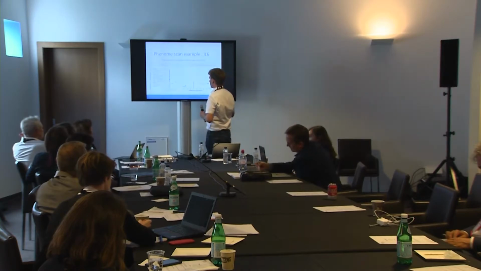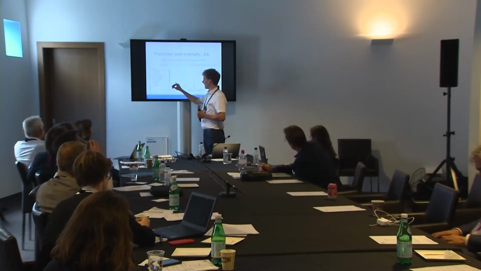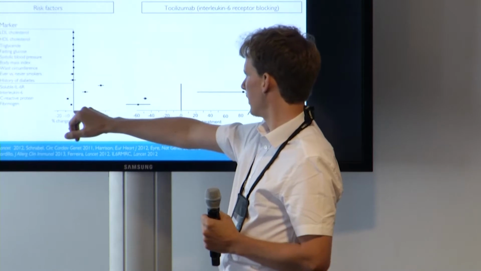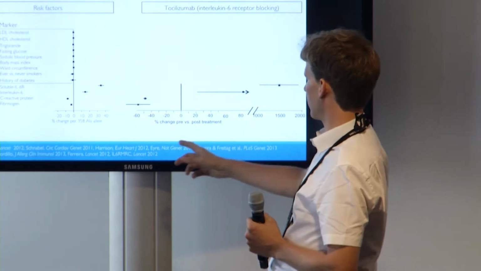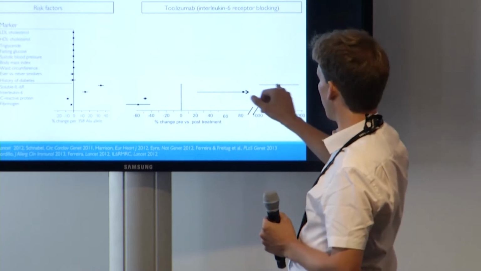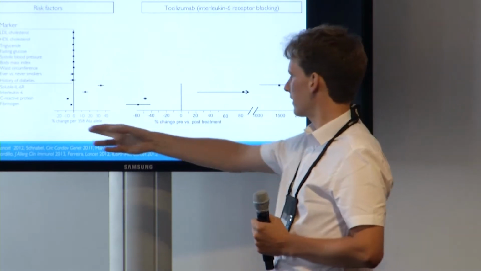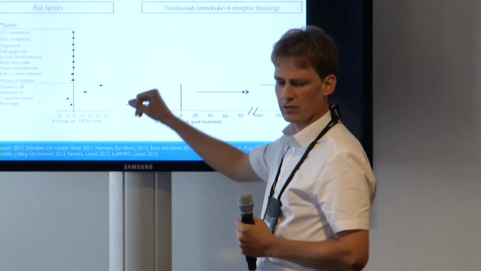Just to show you, this is the summary data that we looked up in PhenoScanner for this particular variant. For each copy of this minor allele, you see that the levels increase for soluble IL-6R and interleukin-6 and decrease for C-reactive protein and fibrinogen. The drug we're looking at has the exact same directions of effect. This is the pre and post change for tocilizumab. Soluble IL-6R goes up, interleukin-6 goes up, like each extra copy of the minor allele of this variant, and CRP and fibrinogen go down.